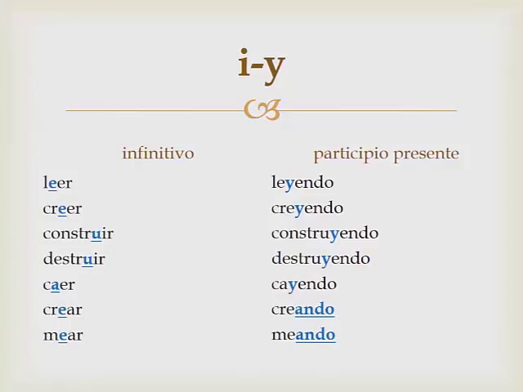destruyendo, and cayendo. Notice, however, if there's a vowel right before an AR verb, it just stays the same. You do not need to add a Y. It stays creando and meando. No change. So it's only if there's a vowel directly before the ER or the IR that I will change to a Y.